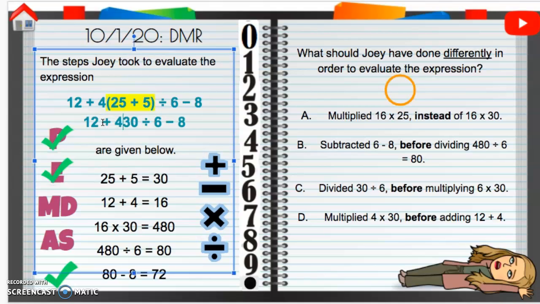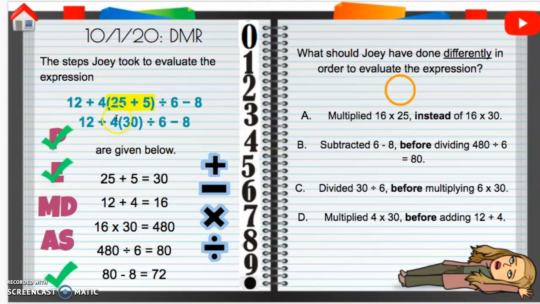So remember, those parentheses mean multiply. So this 4 with the parentheses, that means multiply, remember. So 12 plus 4 times the quantity of 30, end quantity, so 4 times 30, divided by 6 minus 8. Well, first of all, Joey did correctly 25 plus 5, which equals 30. That's right. There's no exponents.